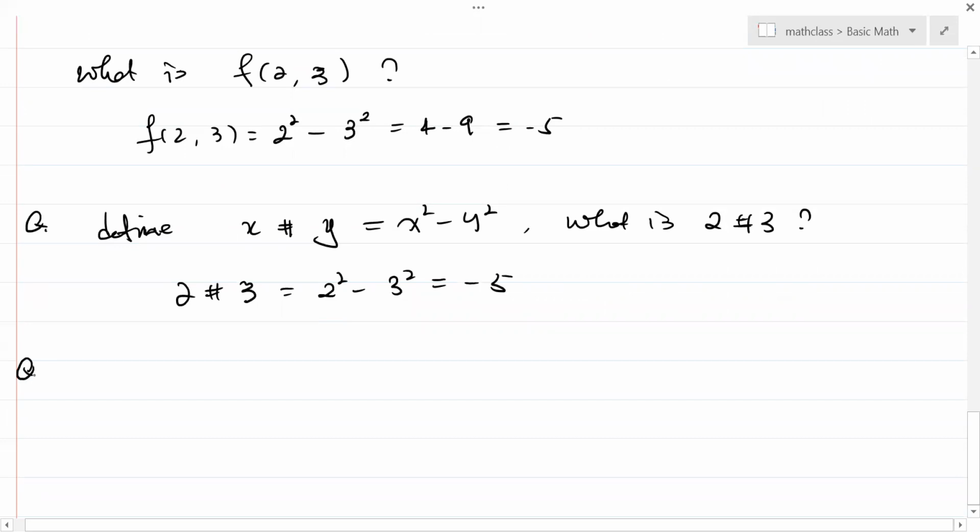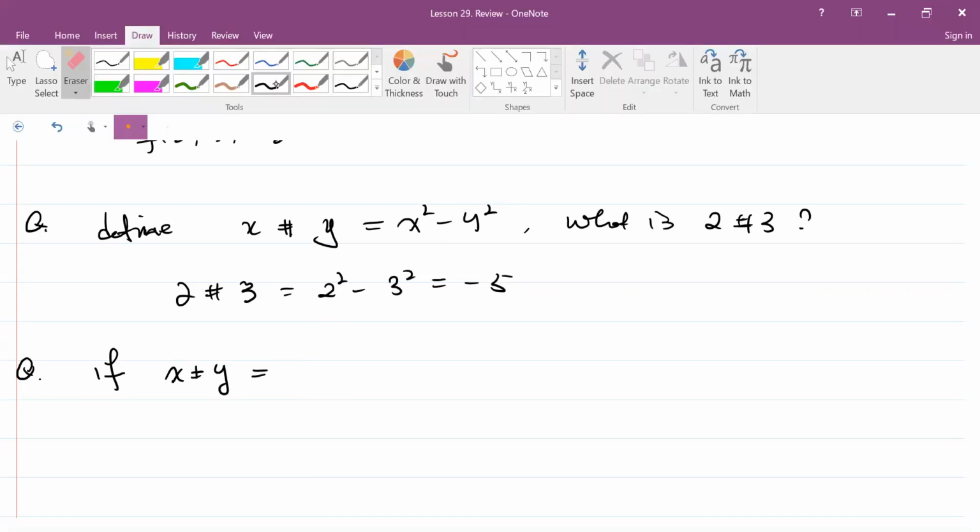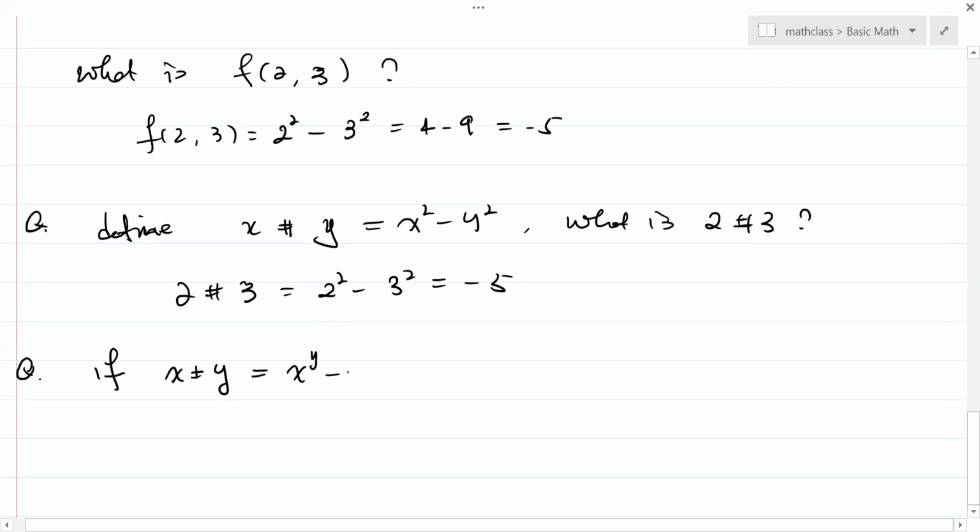All right, so now let's look at the next problem. If x, y equals x to the y, and y to the x. That's pretty stringent, right? So what is the value of 3?